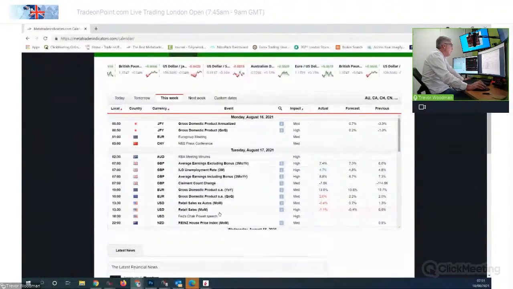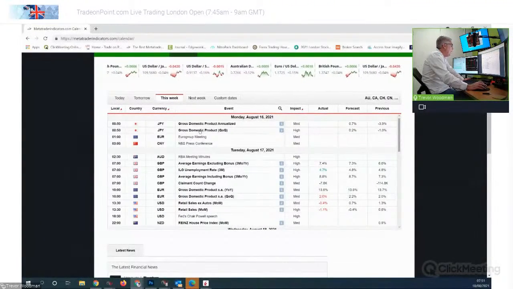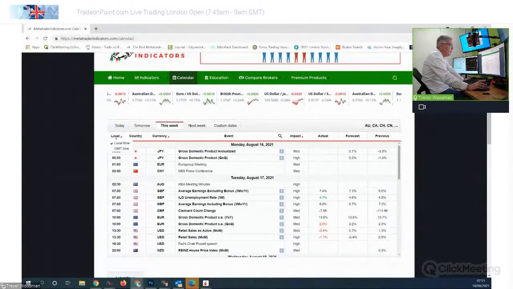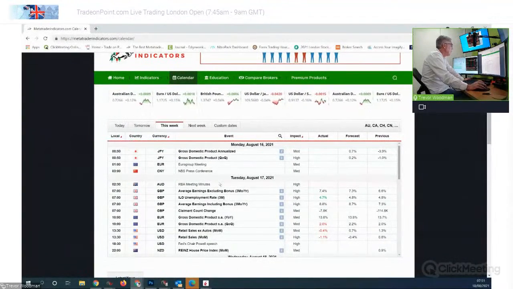So what have I got coming up? There's not a lot coming up today on this calendar. We have got some high news coming out, and that'll be later on. Now, this is set to my local time, so the time now is 9 minutes to 8 London time.